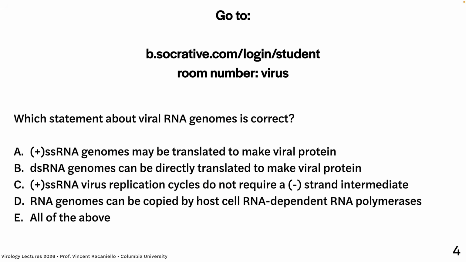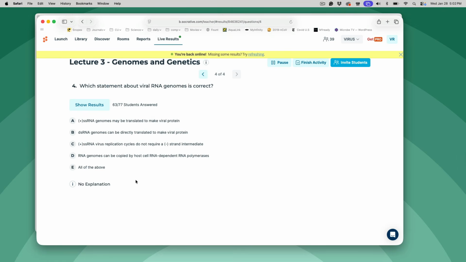Okay, our last one for today: what statement about viral RNA genomes is correct? A, plus, single-stranded RNA genomes may be translated to make protein. B, double-stranded RNA genomes can be directly translated to make protein. C, plus, single-strand RNA virus replication cycles do not require a minus-strand intermediate. D, RNA genomes can be copied by host cell RNA-dependent RNA polymerases. Or E, all of the above. Okay, let's see how we did.